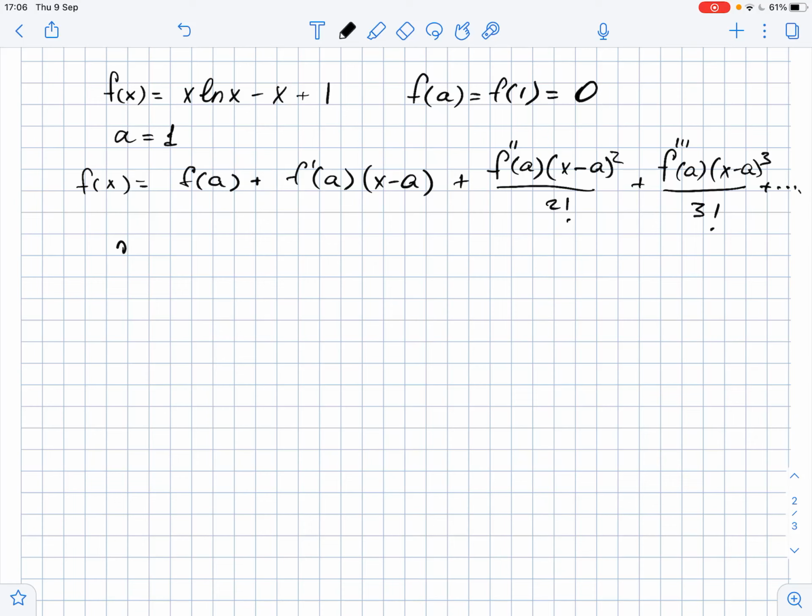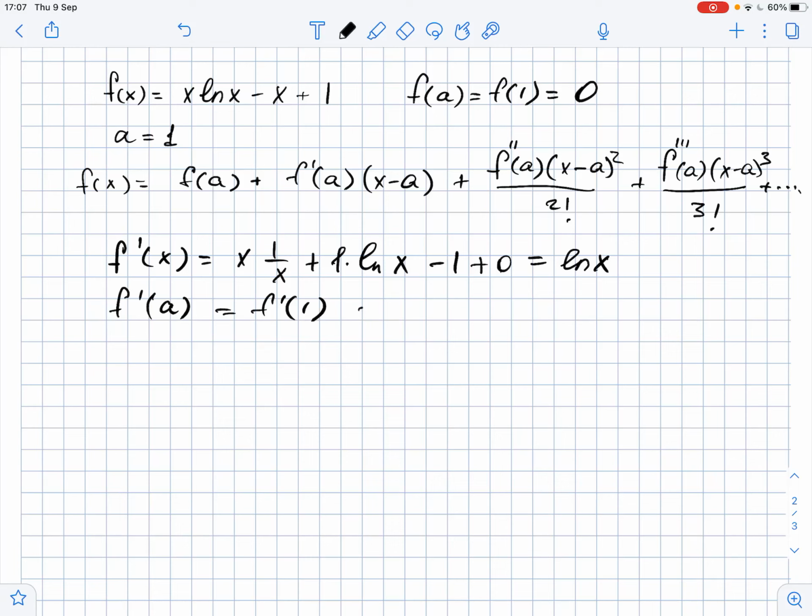So we start by calculating f prime of x. This equals x times 1 over x plus 1 times ln of x minus 1 plus 0. So we can simplify. This equals ln of x, and then we calculate at a, so f prime of a, which is f prime of 1, equals ln of 1, and it equals 0.